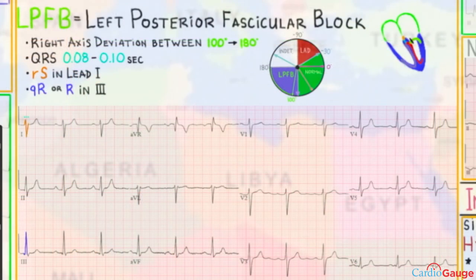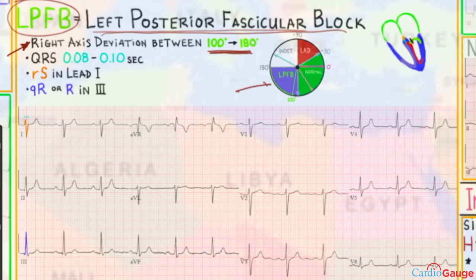Let's move on to left posterior fascicular block, which is a lot less common than left anterior fascicular block. So the definition for that is there's right axis deviation between 100 and 180 degrees. So over here, 100 to 180. The QRS is 0.08 to 0.10. There's an RS in lead 1 and a QR or just R wave in lead 3.